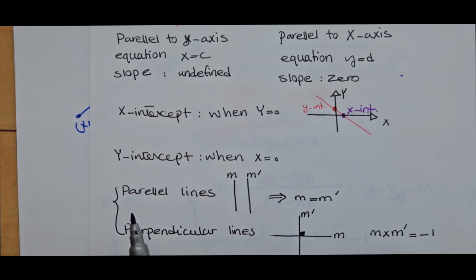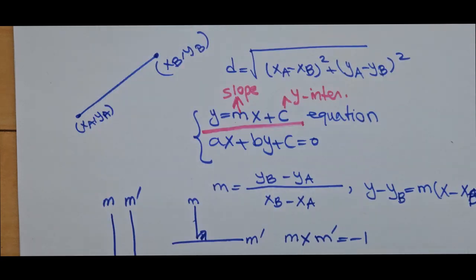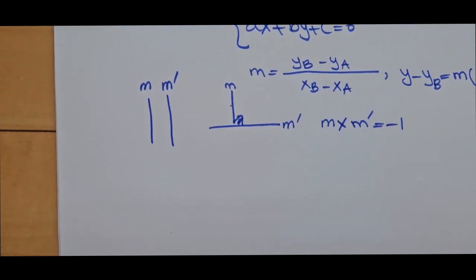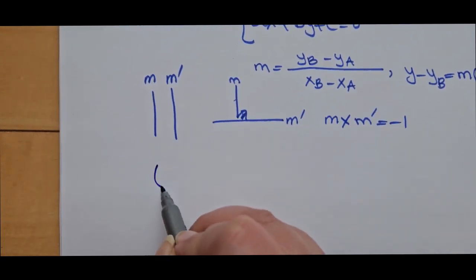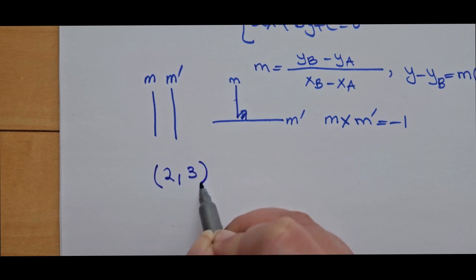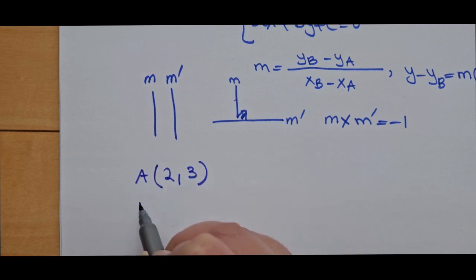All right, we talked about parallel lines, their slopes being equal. We talked about perpendicular lines: the multiplication of the two slopes should be equal to -1. Let's put it into action. So let's assume they give us 2 points. Let's say (2, 3), this is point A. The other point is (4, 5).